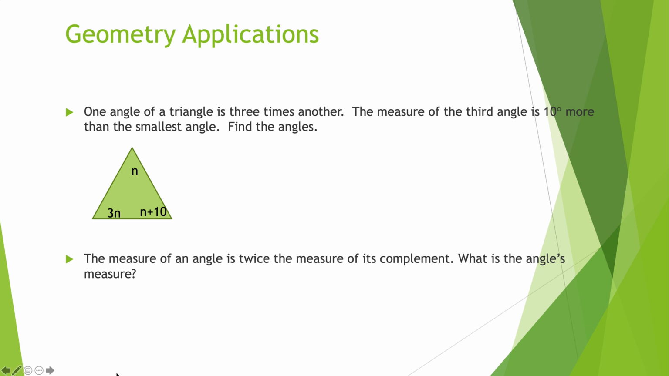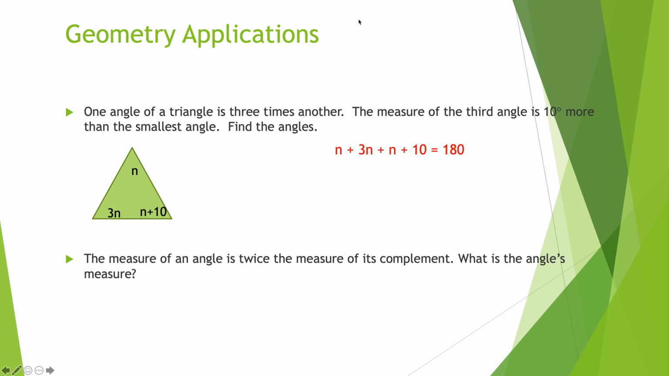So here's my starting angle up here. It's n. The other angle is 3 times as big, so that's 3n. And this last angle, it says, is 10 more than the smaller angle. Clearly, 1n is less than 3n's, so that's n plus 10. Okay, I got to make them equal to 180.